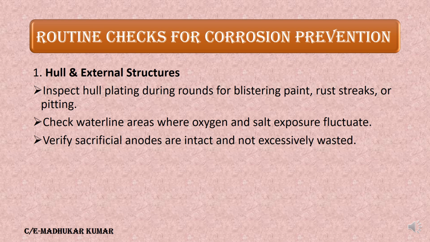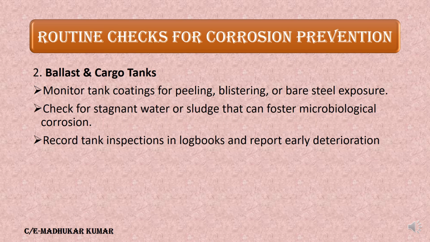And sacrificial anodes should be working correctly. ICCP should be working correctly. Ballast and cargo tanks: tank coatings, yes. In the ballast tank inspections you have to see all these things. If any peeling, blistering, or bare metal exposure is there, then you have to do the repainting. Stagnant water or sludge formation needs cleaning, so that microbiological corrosion will not start. Tank inspection logbooks have to be maintained.